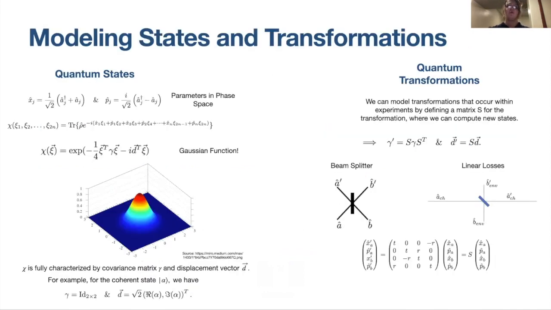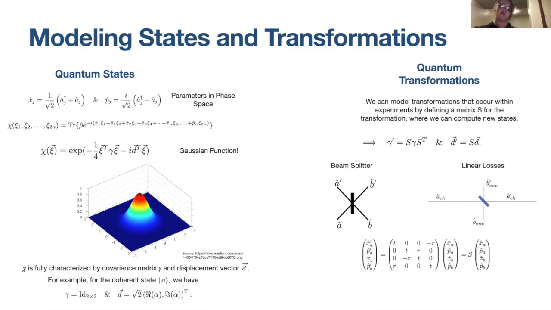Now, for experiments, modeling them mathematically is very important, and so we use the math of quantum mechanics to do this. However, quantum mechanics is a bit messy. If we try to use parameters in something known as phase space, we get gross math that's really difficult to deal with. But we can change them into another form known as characteristic functions, which are represented as Gaussian functions. And the good thing about Gaussian functions is that they're fully characterized by covariance matrices and displacement vectors.